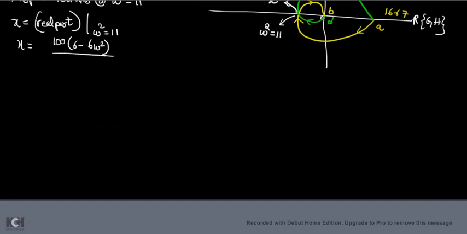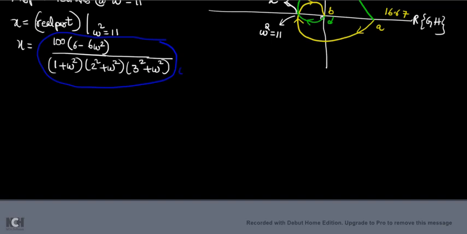So what is capital D? I will substitute the capital D value as 1 plus omega square into 2 square plus omega square into 3 square plus omega square. This is my real part. Again I will put a line. For this real part, wherever omega square is there, you put 11. Now you do it in your calculator and you should get your answer.